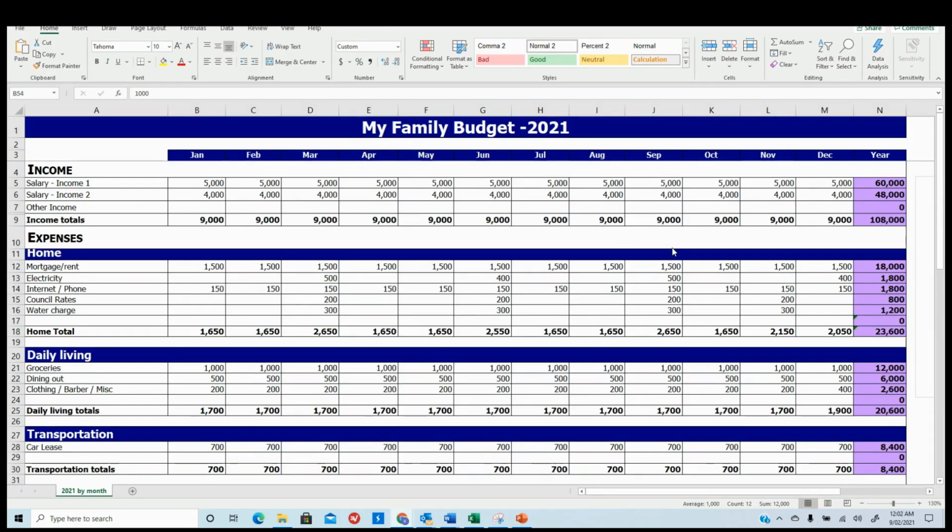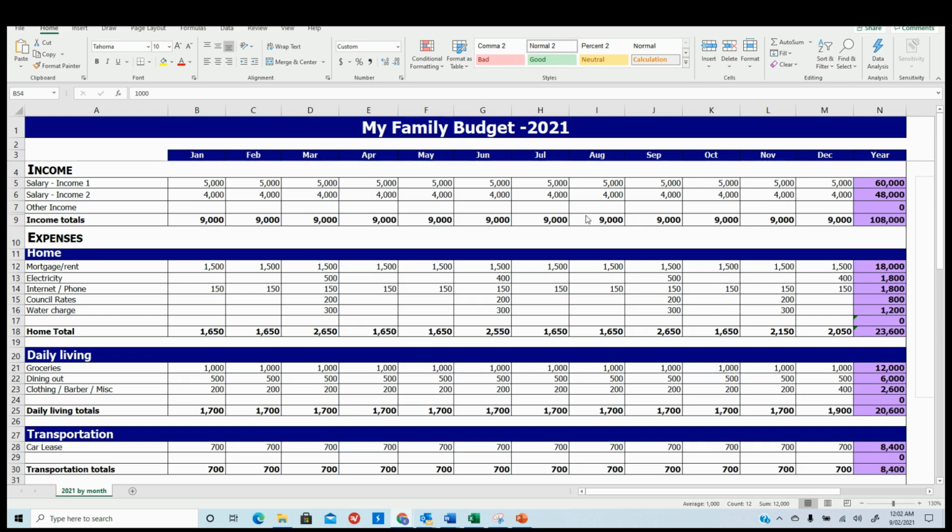On my screen, you can see what a budget could look like. This particular budget is done on a monthly basis, so you've got January to December as columns, and then you have got an aggregate, which is a full year, aggregating each of the months, right?